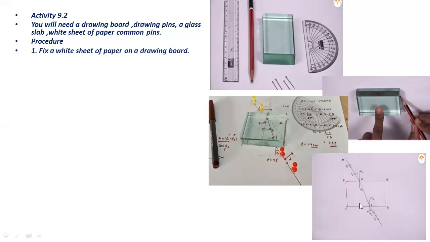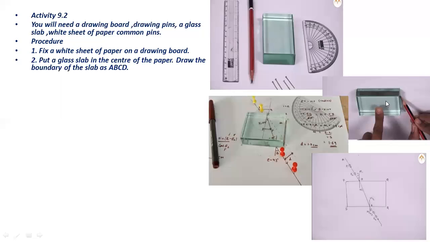Take a white paper and fix it on a drawing board. I took a purple paper here, so you can take a colored paper or white paper and fix it on the drawing board. Then put this glass slab on the paper and draw its margin with a pencil, like a rectangle of this glass slab. You can see here this is the rectangle which we drew from this slab.